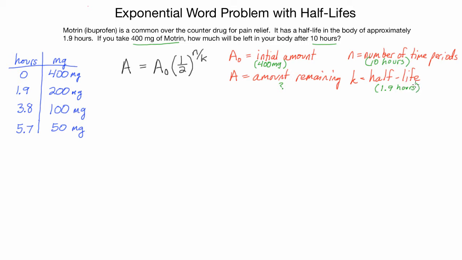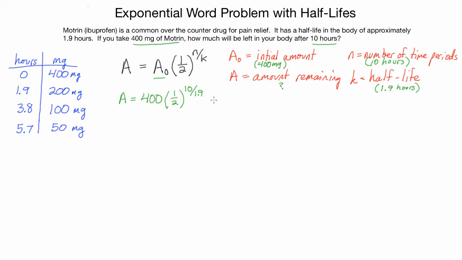Okay, let's write a function now. So the amount left is equal to 400, that's my starting amount, I'm just putting that in place of a sub 0, times 1/2. We're going to do for 10 hours, but we're going to divide that by 1.9 hours because we're basically saying, okay, every 1.9 hours I lose half of it, so how many halves do I have to take? So 10 total hours divided by 1.9 tells me how many periods of 1/2 I'm going to have.